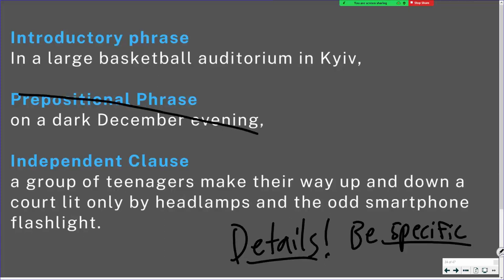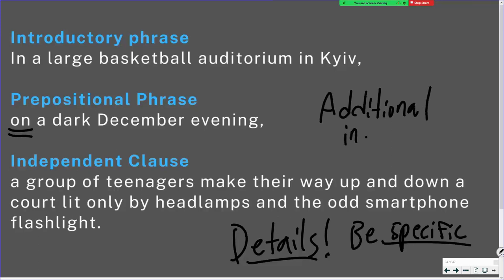If we just cut this middle part out, we could read, in a large basketball auditorium in Kyiv, a group of teenagers make their way. So we could read that sentence all the way through, but they've added this prepositional phrase. It's a prepositional phrase because the word on is a preposition. So, on a dark December evening. We don't have to know that it's a dark December evening. It's giving us additional information, but I would say that it's relevant, and it helps to paint the picture, right? You know it's December, you know it's cold, and you'll notice that you've got a comma here and a comma here, and that's what commas do.